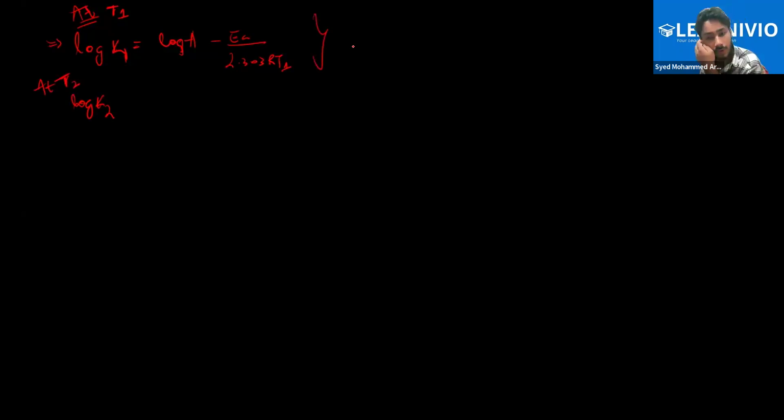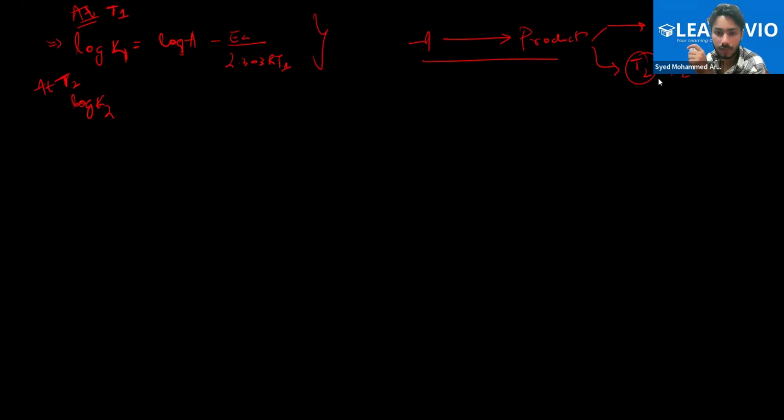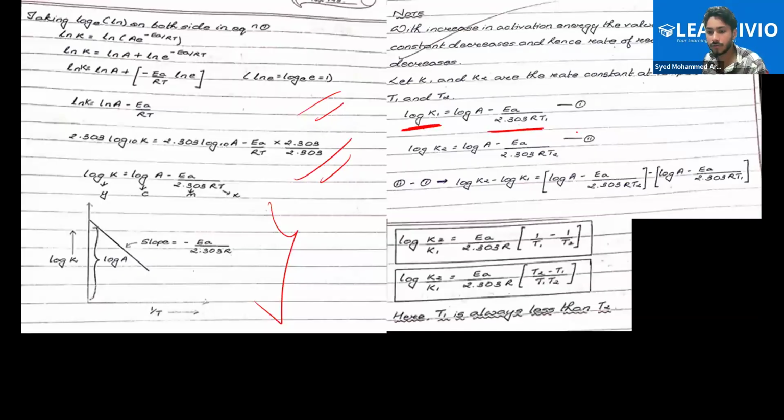Basically I am taking a reaction, A converting into the product, and I'm performing this reaction at two temperatures, T1 and T2. After performing the reaction at T1 and T2, I'm going to derive a relation between K1 and T1, K2 and T2. So log K2 equals log A minus Ea upon 2.303 RT2. Understood?